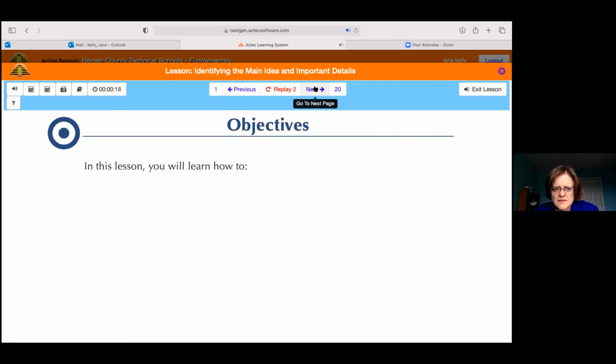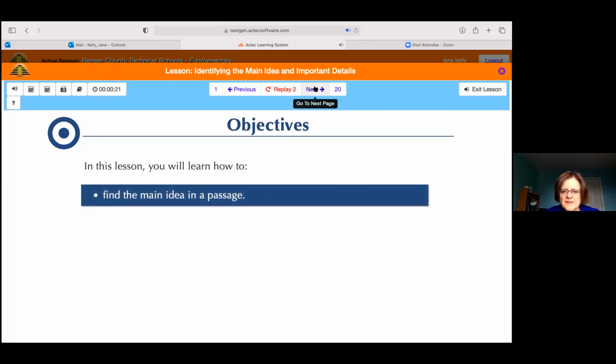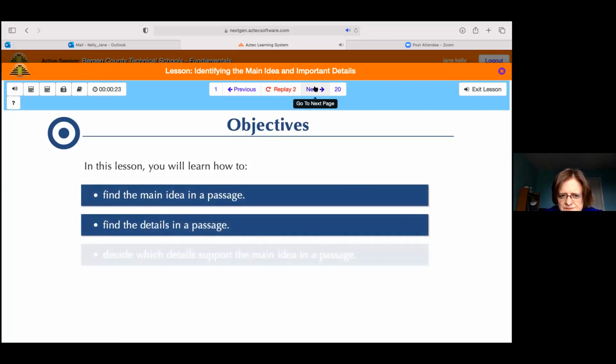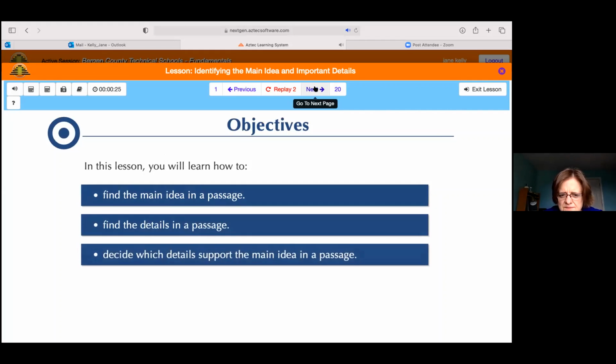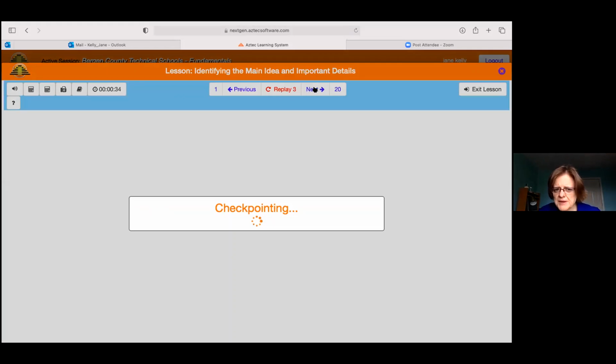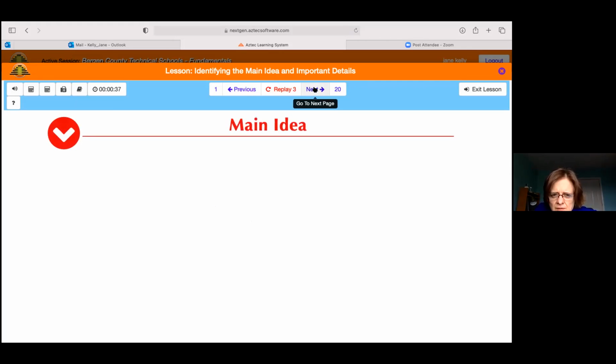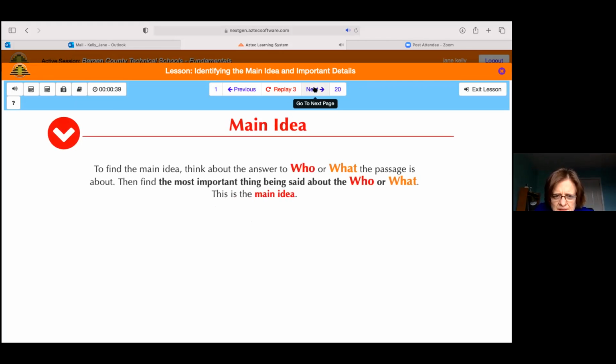In this lesson, you will learn how to find the main idea in a passage, find the details in a passage, and decide which details support the main idea in a passage. I need to go show you a reading, maybe a passage, so you could see what it is. To find the main idea, think about the answer to who or what the passage is about. Then find the most important thing being said about the who or what. This is the main idea.